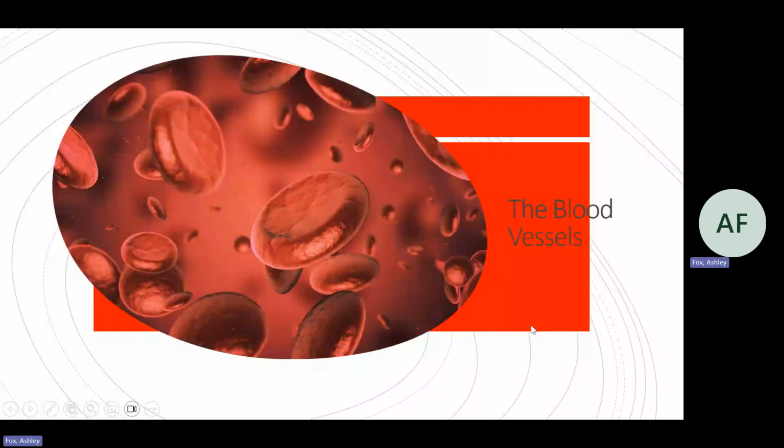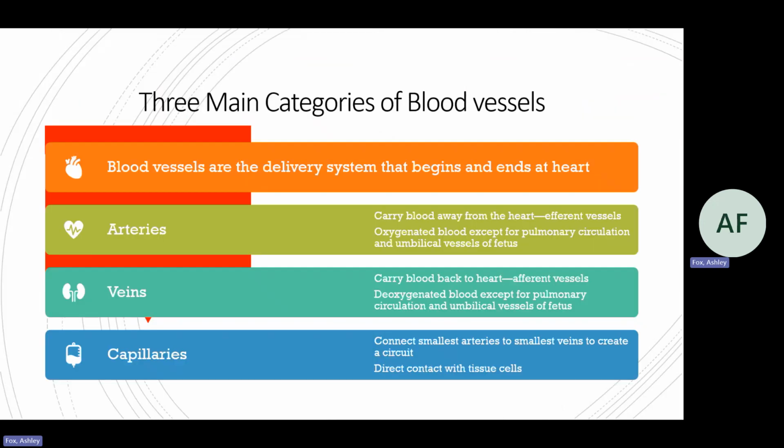So now we're going to talk about the blood vessels, the beginning part of it. First, blood vessels you can think of as the pipes or the tubes of the cardiovascular system. They are in circuits, depending on whether it's the pulmonary circuit or systemic. Either way, it starts and ends at the heart. We'll talk about each part of the circuit coming up.